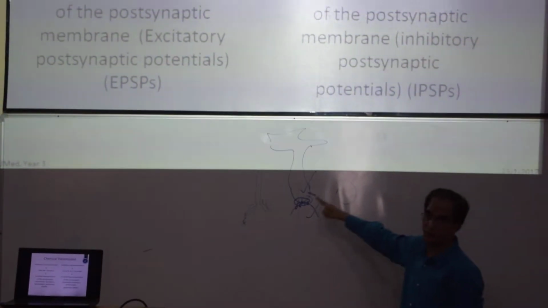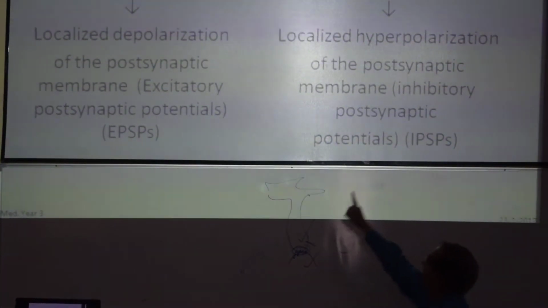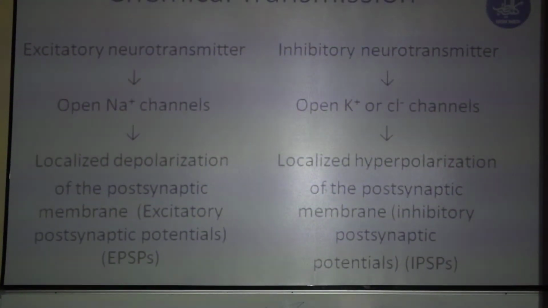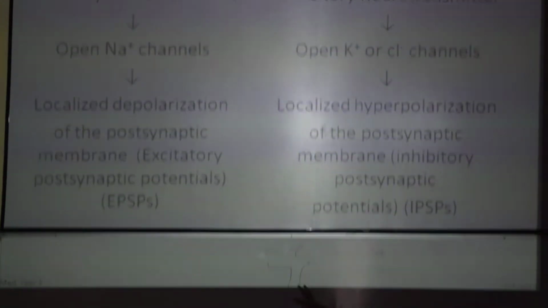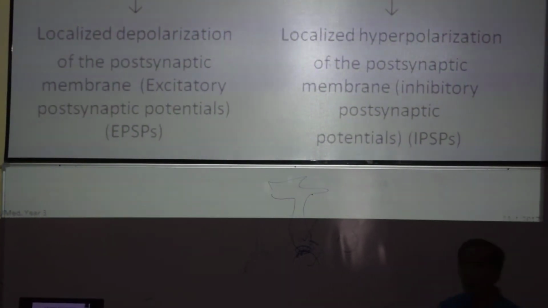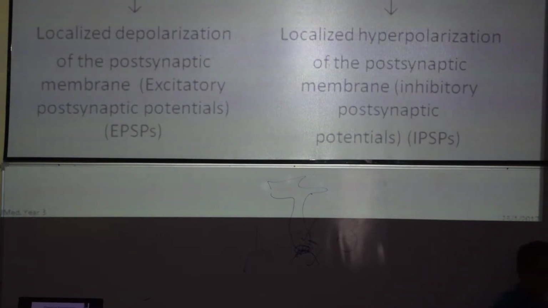localized depolarization, and only here. Then not only here, but also the postsynaptic membrane, this is the final. And the excitatory postsynaptic potential occurs where? In the postsynaptic membrane. Did you get it? Depolarization occurs, sodium goes into the cell, and there is excitation.